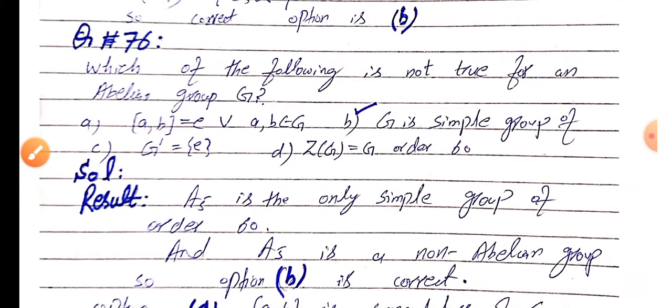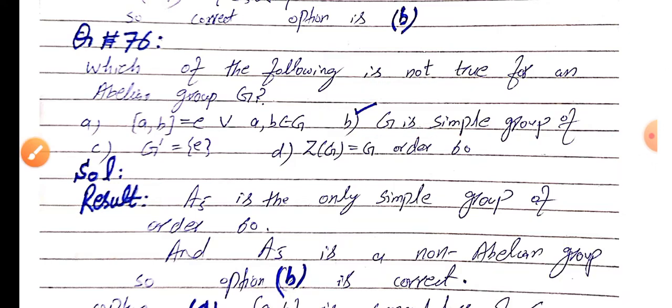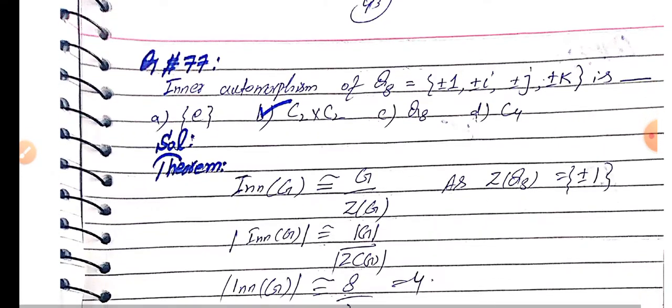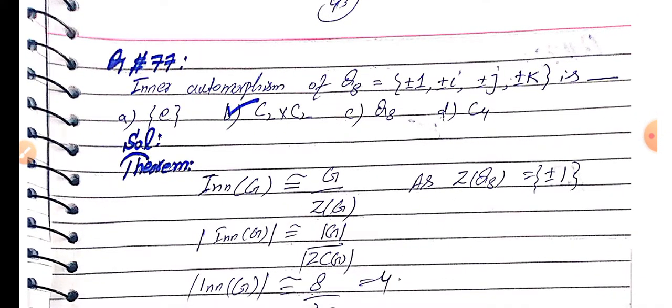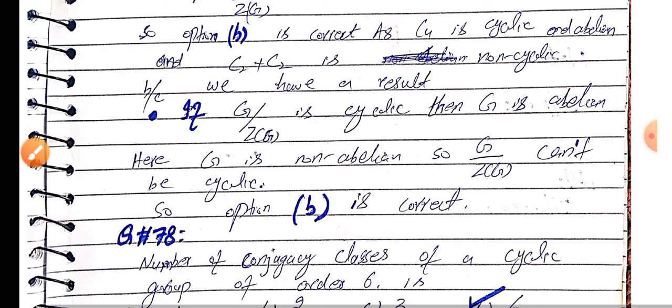76. Which of the following is not true for an abelian group? Which option is not correct for an abelian group? G simple group. 77. Inner automorphism of Q8, the set of quaternions, is known as... C2 cross C2 is the correct option.